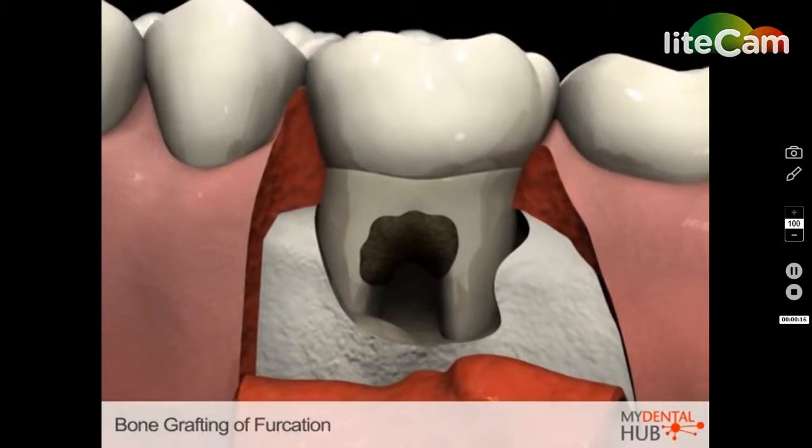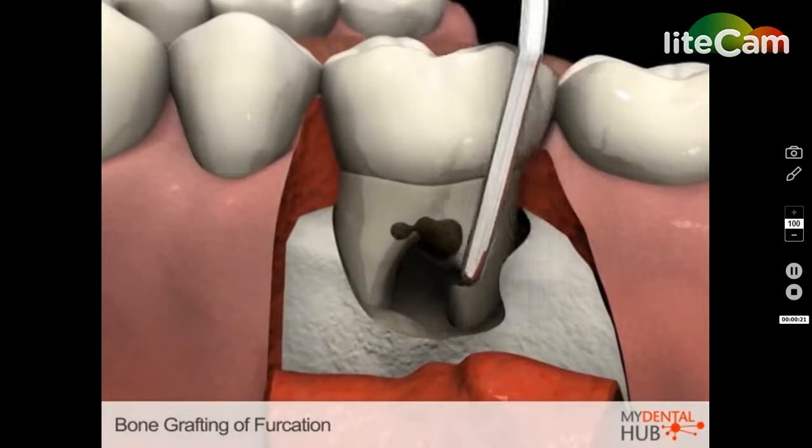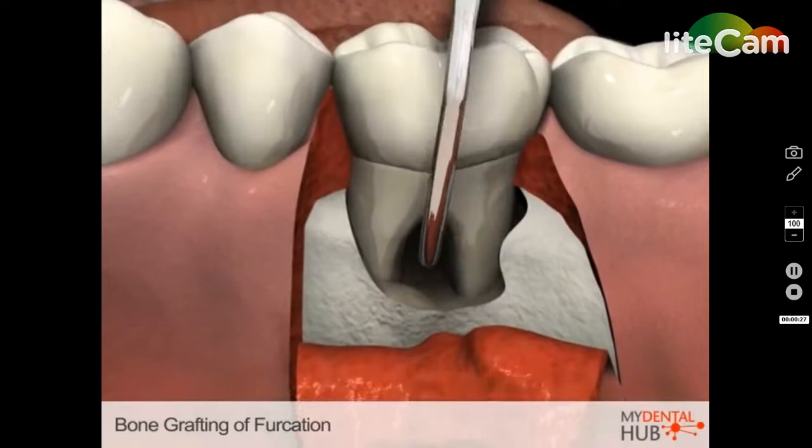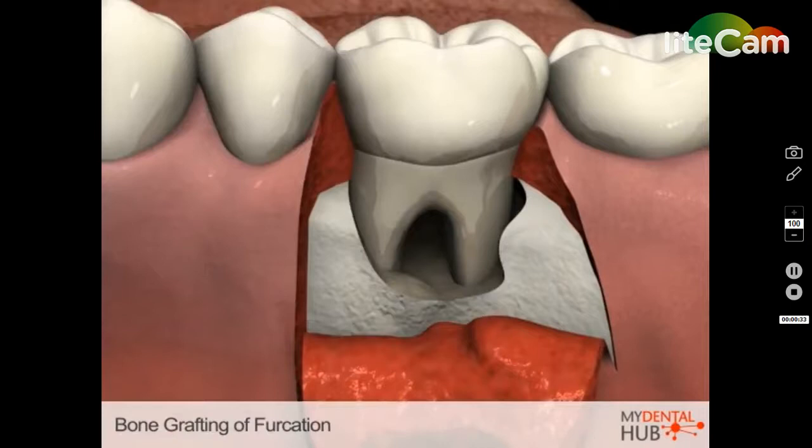The tissue is lifted and the plaque and tartar around the roots is removed. It is the bacteria in the plaque and tartar that causes the bone loss. You can see that this area cannot be cleaned by regular brushing and flossing, and without treatment, the bone support will continue to be destroyed and the tooth will eventually be lost.